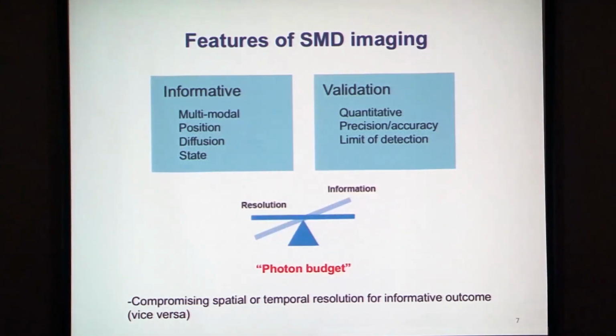However, we have to compromise spatial and temporal resolution for informative outcomes, and vice versa, because we have only a limited photon budget. Any given fluorophore, such as GFP or any other dye, can emit only a limited number of photons from a single dye. So if we want higher spatial resolution, we have to compromise the information. To be honest, I would compromise resolution when imaging temperature in cells, because temperature is what interests me.